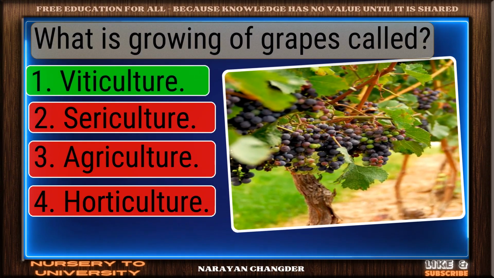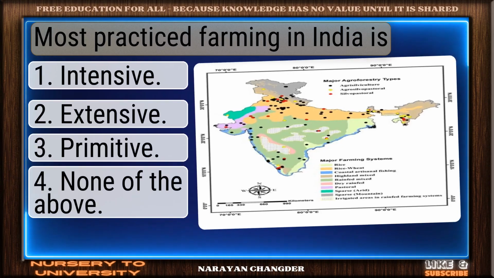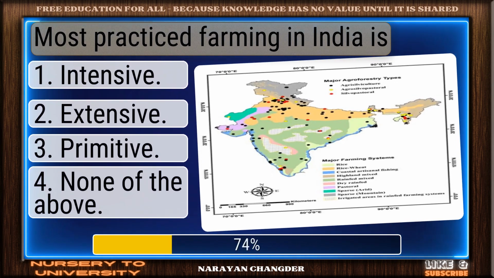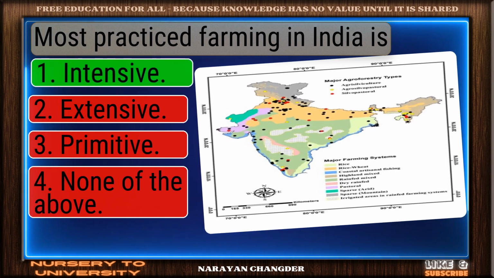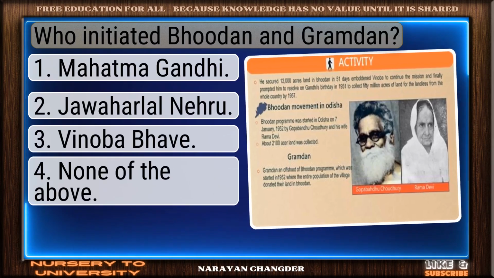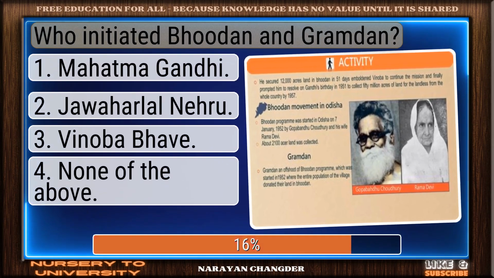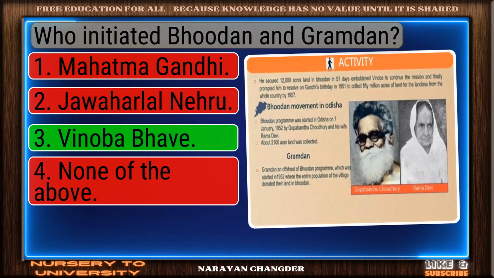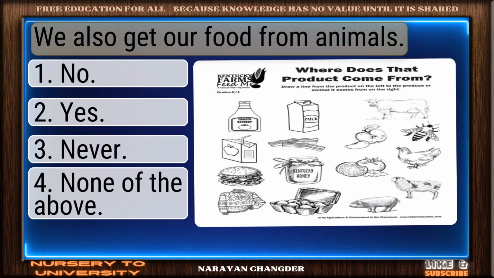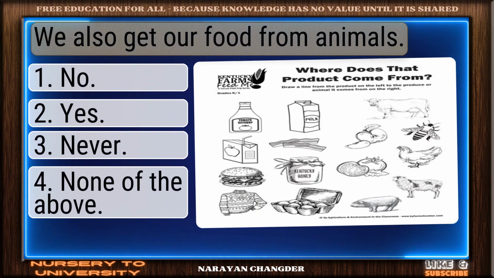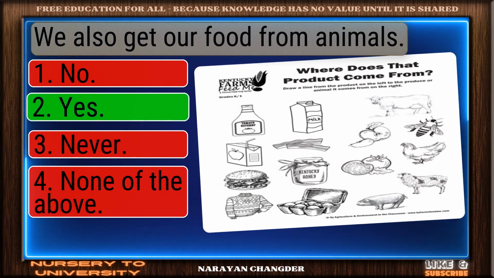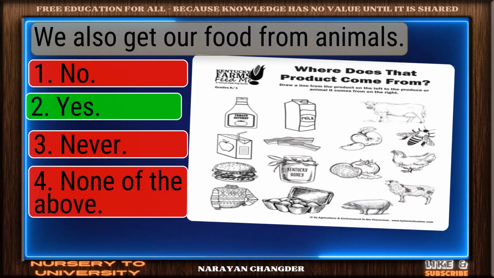You chose viticulture. Correct. Most practiced farming in India is... Clear logic. Intensive is sound. Who initiated Bhoodan and Gramdan? Excellent choice. Vinoba Bhave is right. We also get our food from animals. Excellent. Yes is well reasoned.